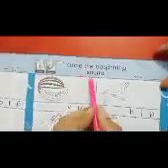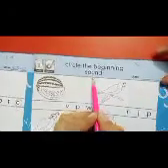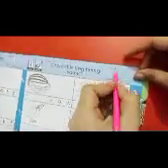Look at the icon: color, circle, color, circle, color, circle the beginning sound. Today's date is 5 May 2021. This is your homework.